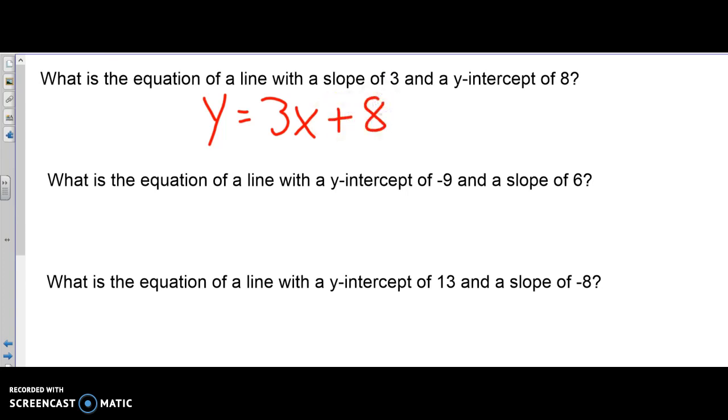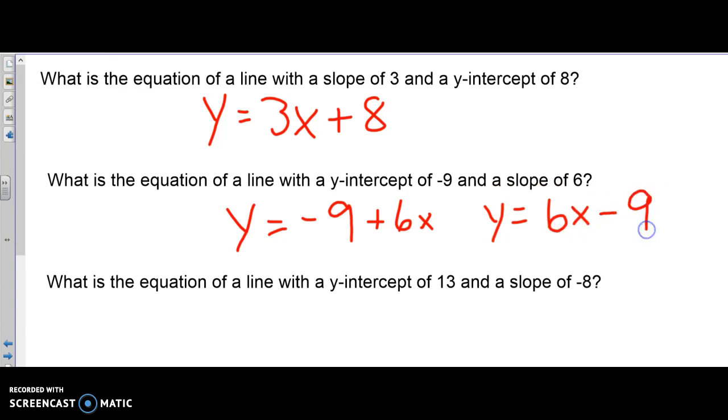Okay, the next one. What is the equation of a line with a y-intercept of -9 and a slope of 6? Now this one is saying y-intercept first, but that's okay. So we could write it like this. It has a y-intercept of -9 and a slope of +6, and I got to add my x. Or you could do it this way. Y equals my slope, which is always attached to x, and then your y-intercept.